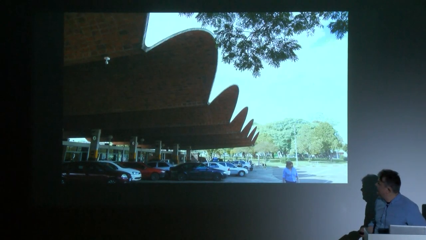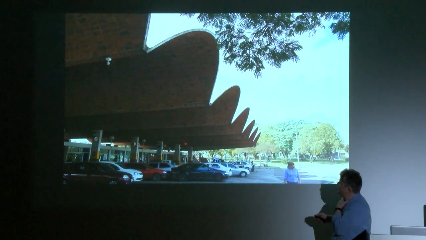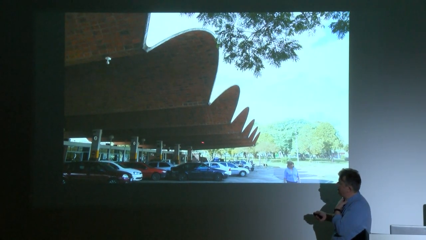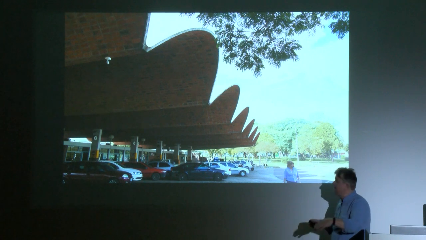This is a bus station. These are taken last year. It's a bus station in a town called Salto, which is in the north of Uruguay. And you can see a whole sequence of these vaults sitting on top of these columns. And the double cantilever, the cantilever back, was sort of balanced as a cantilever. But they're only sitting on the column.